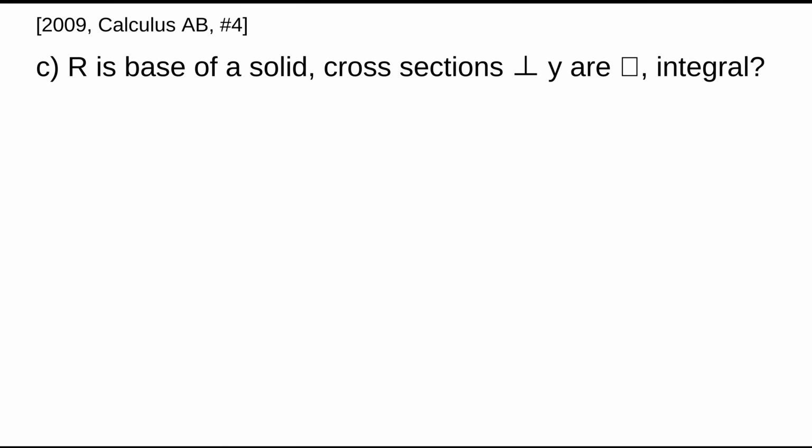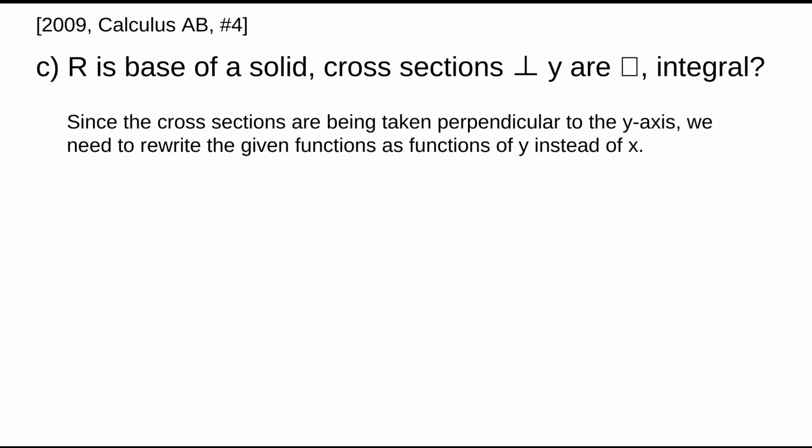In part C of this question, R is again the base of a solid, and this time we're told that cross-sections perpendicular to the y-axis are squares. And then we are asked to write the integral for finding the volume of this solid. We do not have to evaluate the integral, but we do have to write it. Now since cross sections are being taken perpendicular to the y-axis, it makes more sense to solve the given functions for x as functions of y as opposed to leaving them as functions of x. In fact, I think we're going to need to do that.